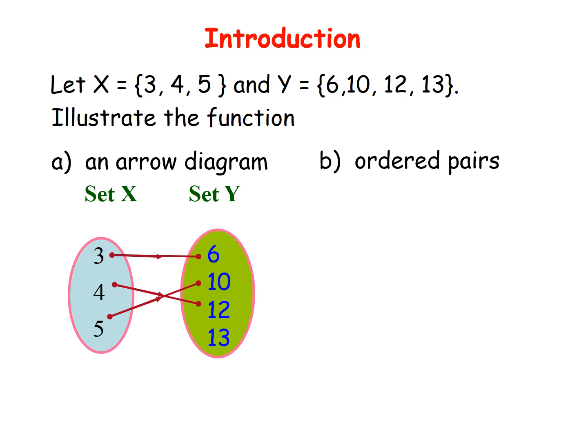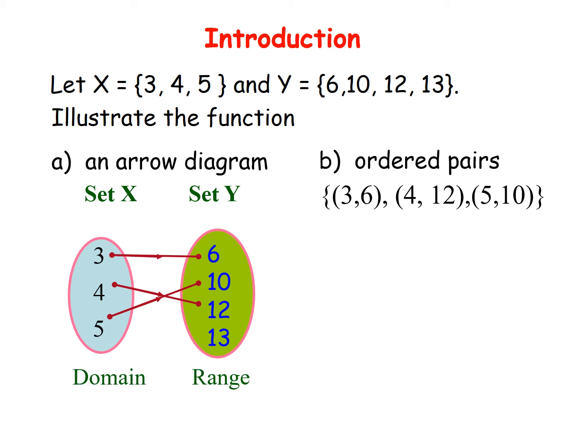And by using ordered pairs, we can represent it by using curly brackets, and then we put an open bracket in the curly bracket, and the open bracket is (x, y). x is the element in set X, y is the element in set Y. For example, we have element 3 mapped to 6. So then the first bracket here is (3, 6).